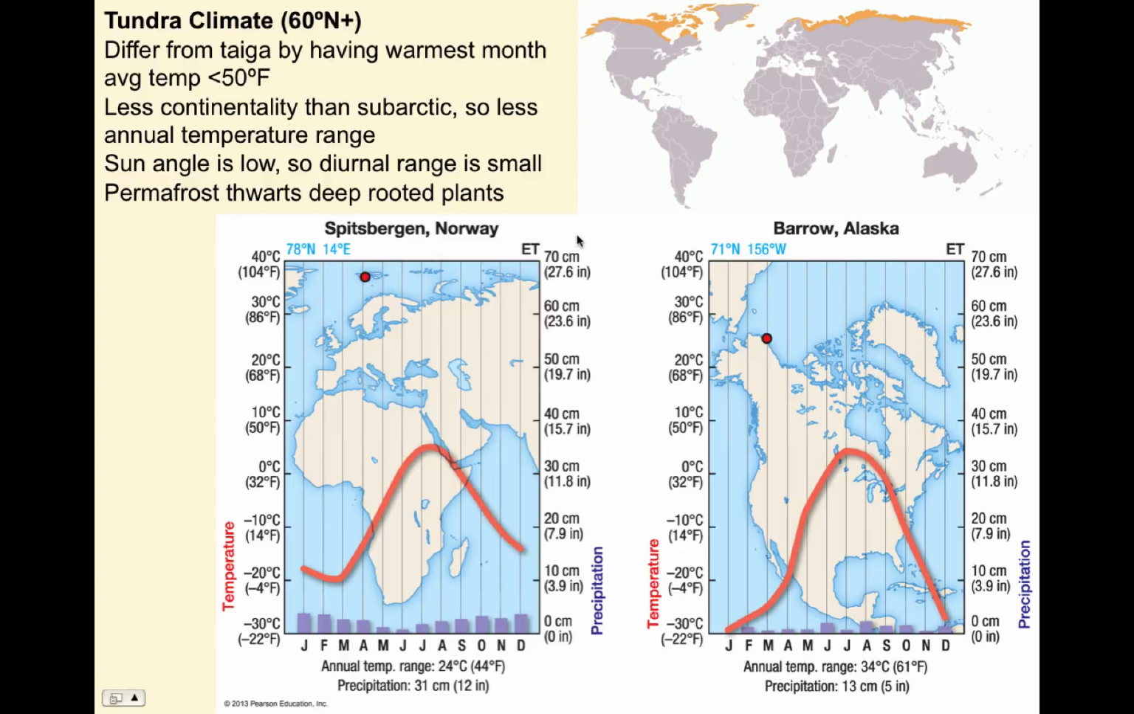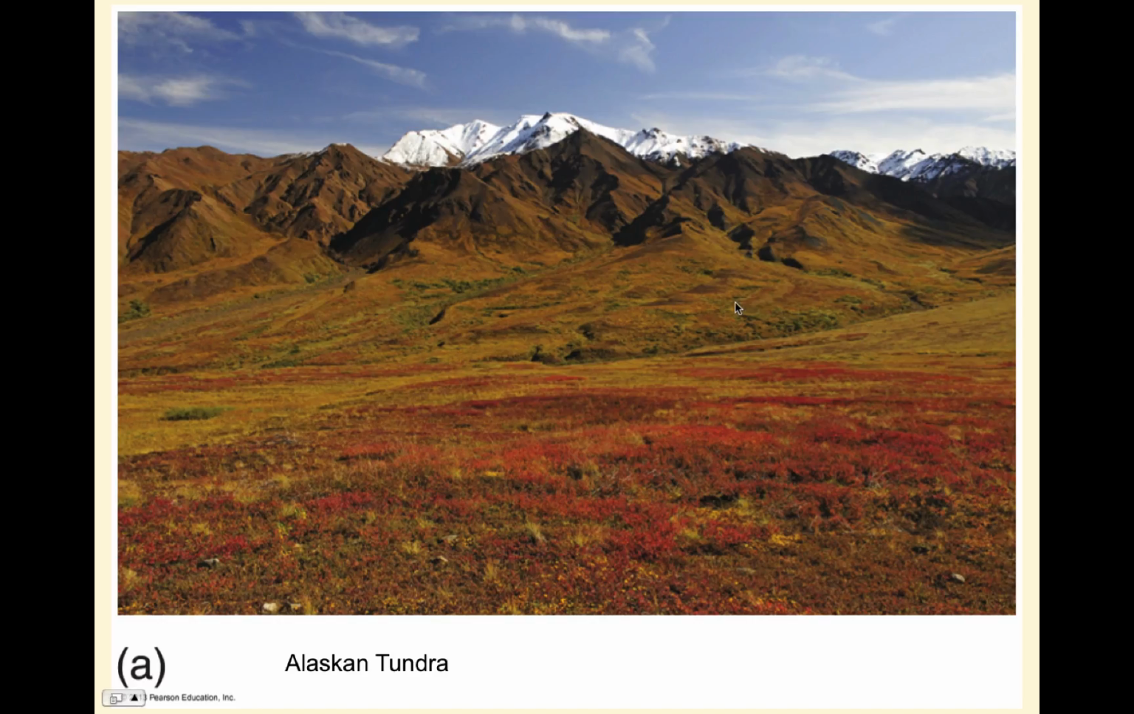Here we're looking at Spitsbergen in Norway. They're right next to the water, so they definitely have a reduced temperature range compared to the subarctic. Barrow, Alaska, a little more continental, but still close to the water, reduced temperature range compared to the subarctic as well. You can see their maximum temperature in the summertime is less than 50 degrees Fahrenheit, so that's why they're called the tundra climate here. Here's just looking at the Alaskan tundra. You don't see any deep-rooted plants like trees.